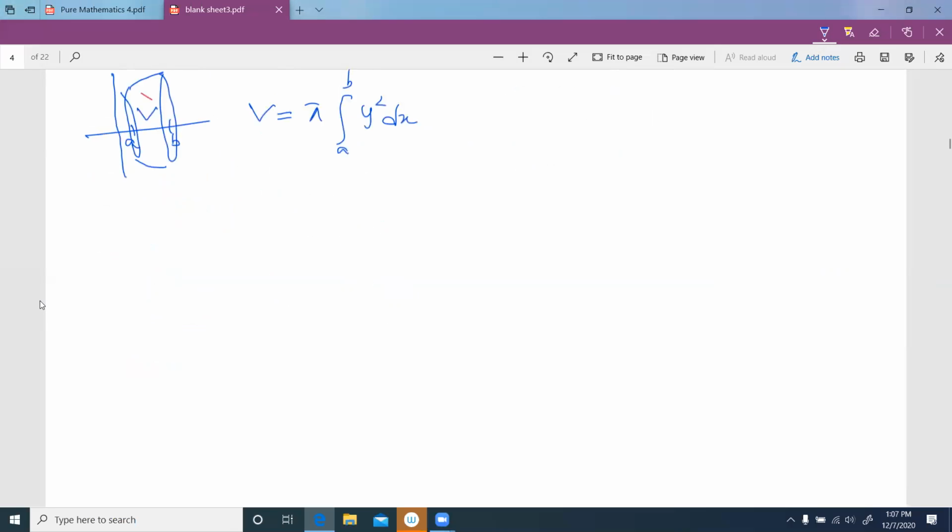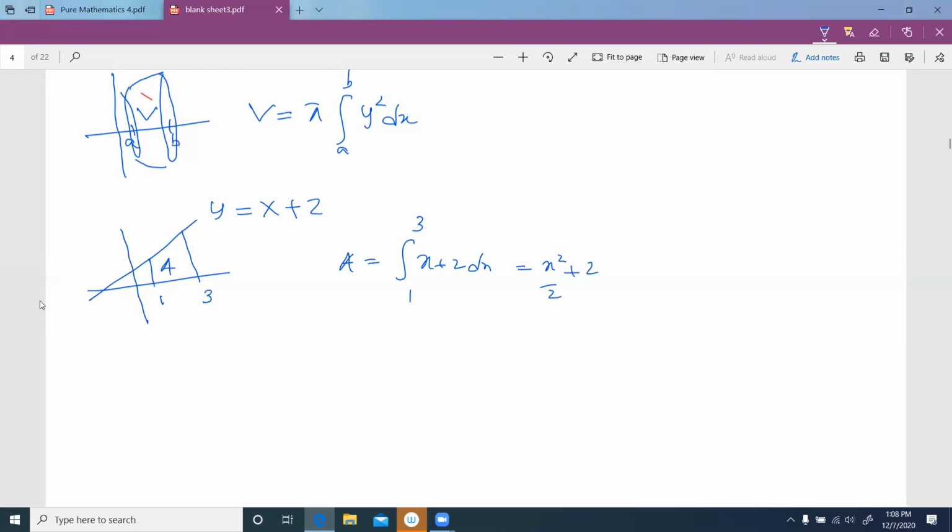There is a graph over here, y equals x plus 2. Suppose I take this from 1 to 3. If I want to get this area, you can integrate from 1 to 3 of x plus 2 dx. Then you get the answer x squared over 2 plus 2x from 1 to 3.